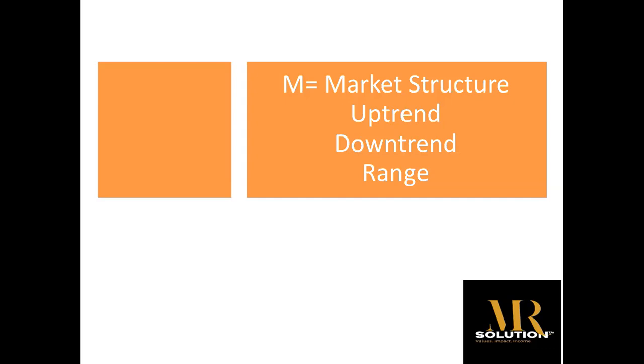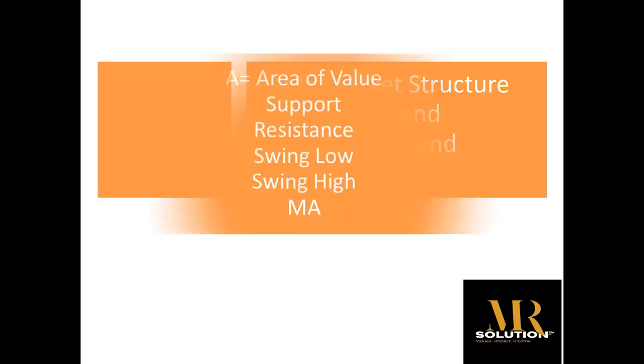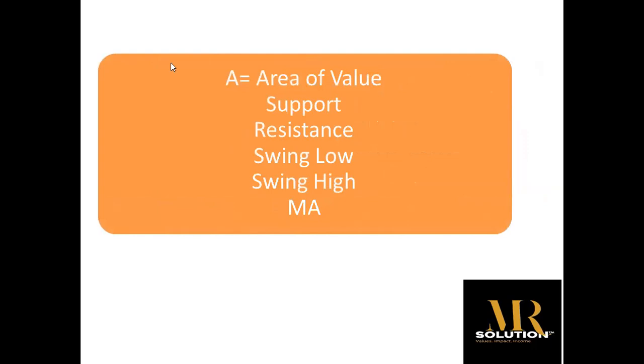The same thing applies in a downtrend. If the market is in a downtrend, just know the right step you should take or the right thing you should do. So first of all, when trading with candlesticks, ask yourself, what is the general market structure? It will help you to know what you should be doing at any point in time. And number two, what is the area of value?